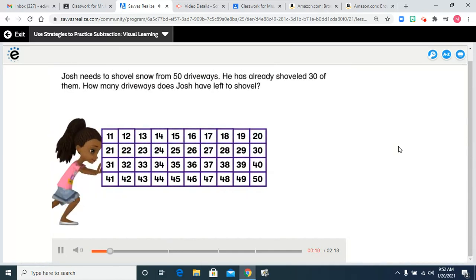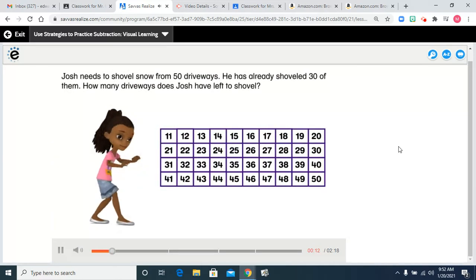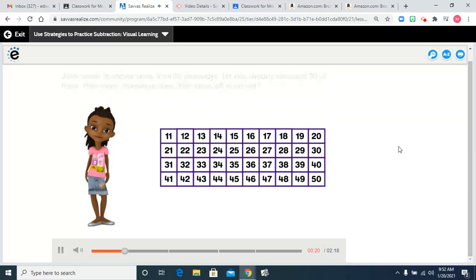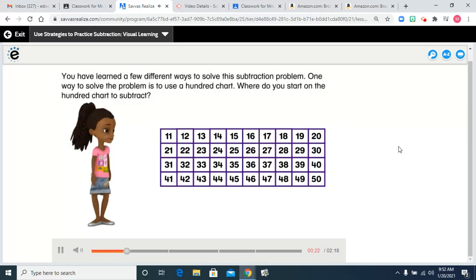Josh needs to shovel snow from 50 driveways. He has already shoveled 30 of them. How many driveways does Josh have left to shovel? You have learned a few different ways to solve this subtraction problem. One way to solve the problem is to use a 100 chart.